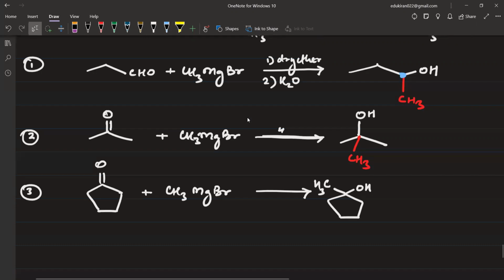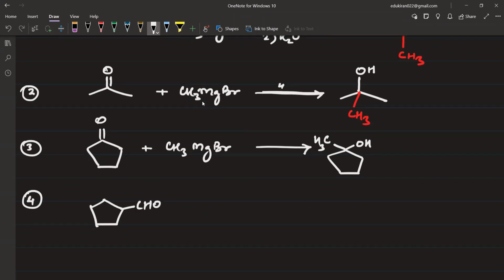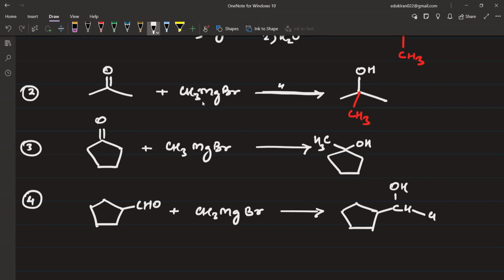We have covered every type here. Let us do one more. Fourth one. So this carbon atom will have OH, and it already had one hydrogen, and it will get CH3. This CH3 is coming from the Grignard reagent.